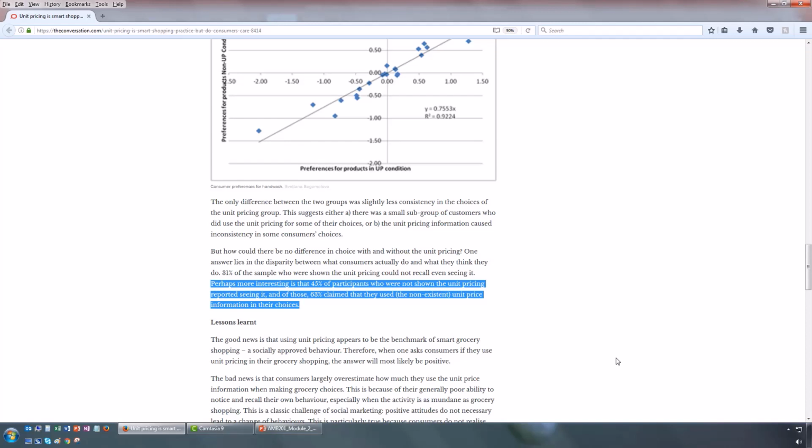So very much, if we say that 80% of people report using unit pricing, and Svetlana's study was showing that approximately half of those people in her study said that they used it when they couldn't have because it wasn't present, then we've got a bit of a social desirability issue there, or a self-report issue there.